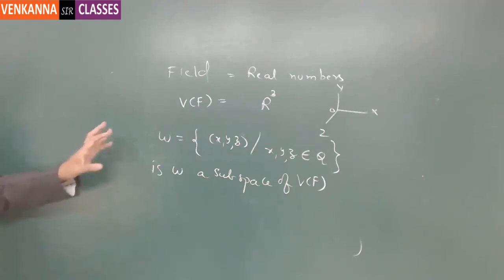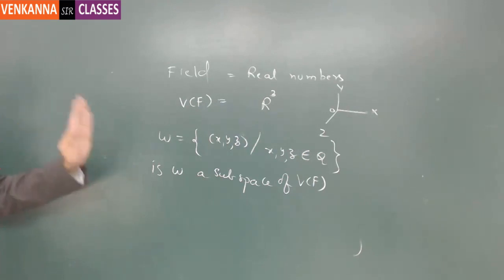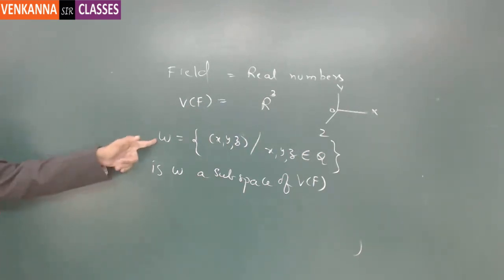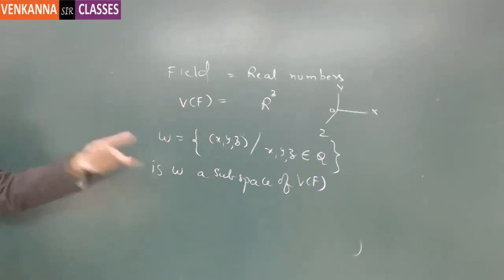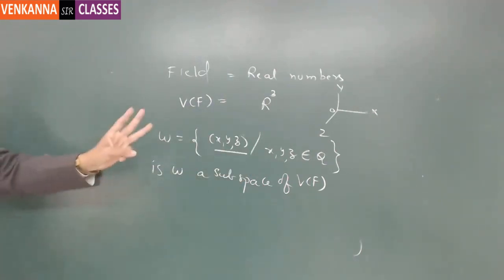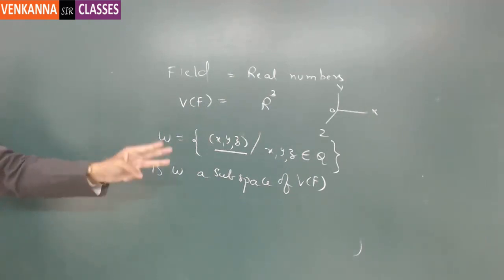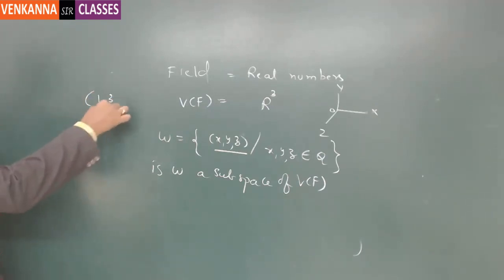Now, if I am able to use test 1 or test 2, whatever it is, if the test is completely satisfied, W, the set of those points, is a subspace of R cube. If the test is not at all satisfied, then it is not a subspace. So in this case, it is not a subspace. You can take a counter example of it. So here, W contains all the 3D points where the coefficients are rational numbers, right? So you take a thing that 1, 3, 5, this belongs to W.